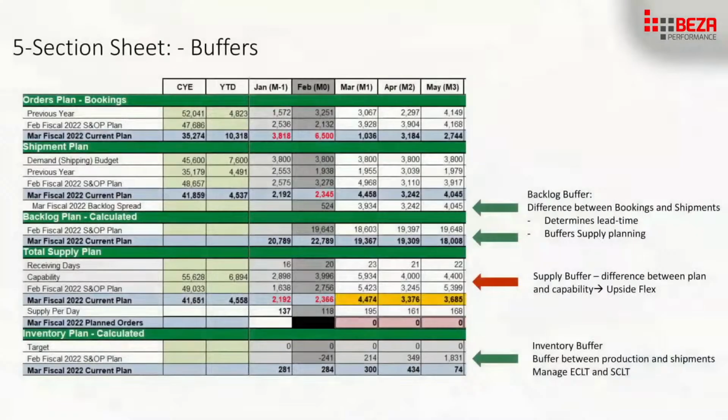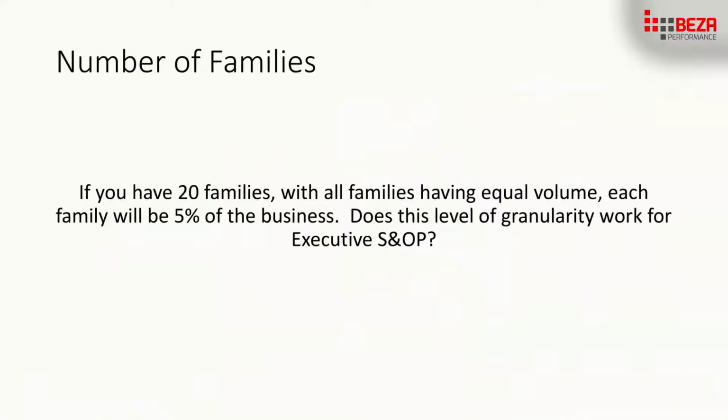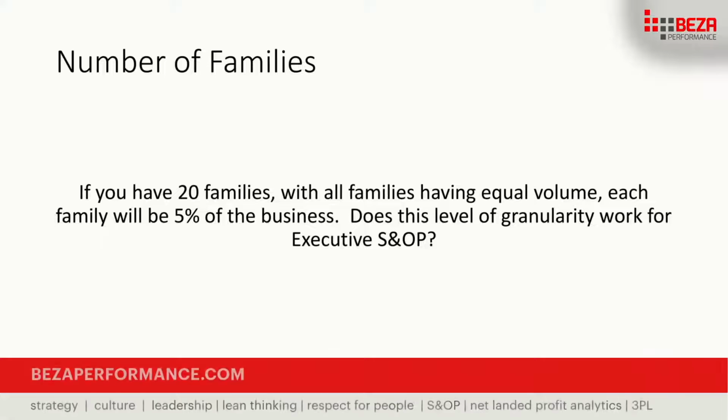All of that on that family does not happen if you don't set the family structure up properly to get to that. And so, the last point on that, which you alluded to before, is how many families can I have for an executive S&OP meeting? Here's the thing: if I have 20 families, and all of the families had equal volume, each family would only be 5% of the business. You have to ask yourself, does this level of granularity work for an executive S&OP meeting? Usually the one percenters are not needed in the S&OP meeting. Exactly. Usually everybody's business is kind of 80-20. That's kind of a standard thing.